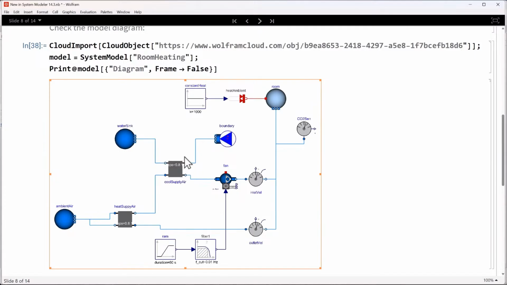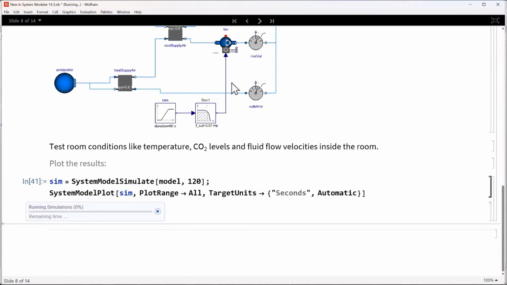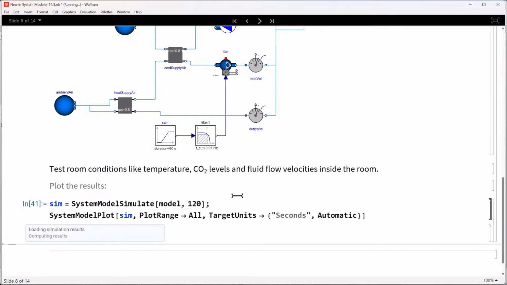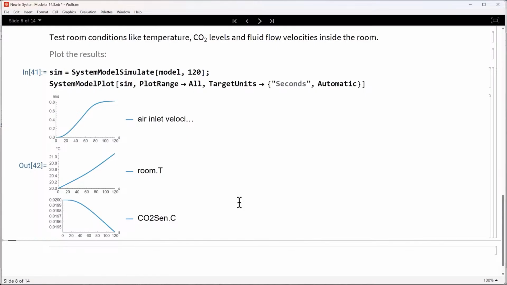And once this model is built, you can immediately start simulating how the building behaves under different conditions. You can control the air inlet velocity, water mass flow rate, and track the room temperature along with the carbon dioxide levels in the room to maintain comfort.